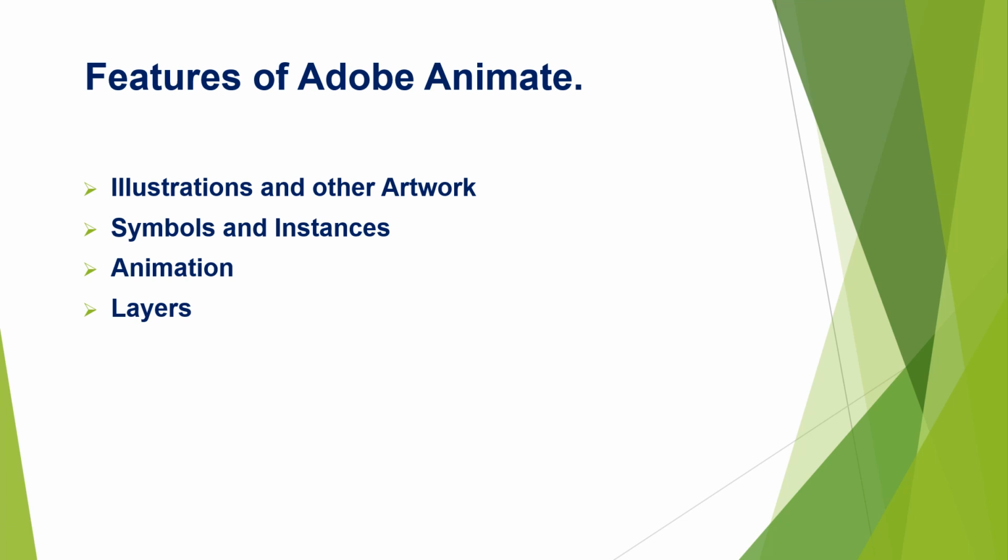Next, animation. There are many ways to animate in Adobe Animate. You can create animation by using the frame by frame or motion tweening method. Next, layers. Layers are the key to working with graphics objects and animation. You can draw, erase, add, or remove instances on one layer without affecting another layer. You can also hide layers, make them invisible, and lock layers, make them uneditable.